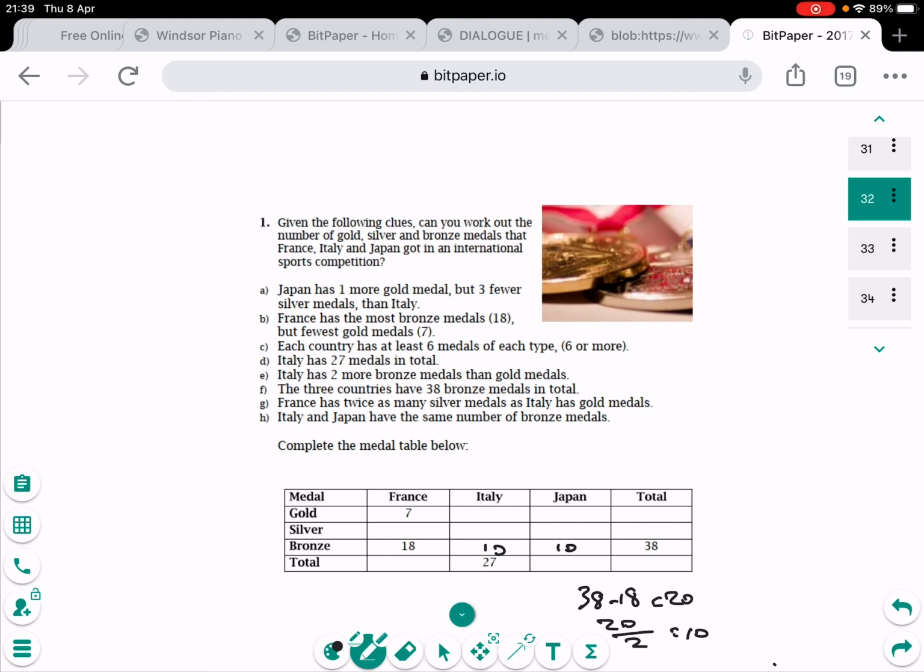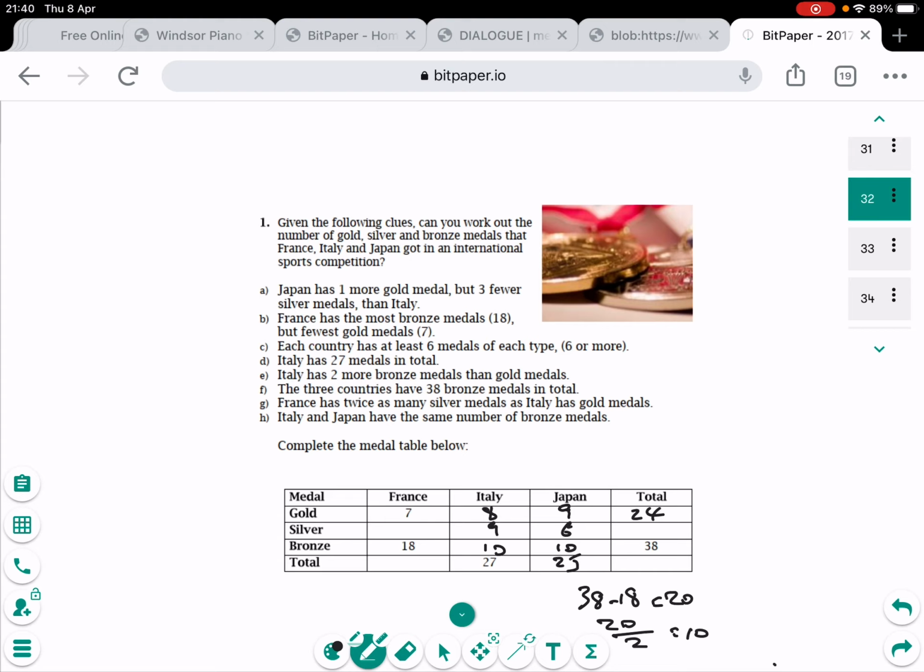So Italy, let's say Italy has 2 more bronze medals than gold medals. So that's 8. Japan has 1 more gold medal but 3 fewer silver medals. 1 more gold medal, so 9. Italy has 18, so that would be 9 silver medals. 3 fewer silver medals, so that would be 6 silver medals. And it's pretty simple from now on. You just literally solve the numbers. Just add them up.